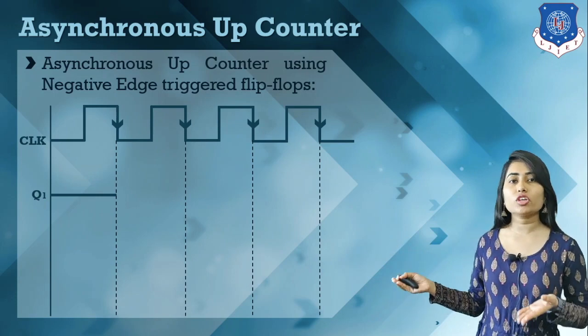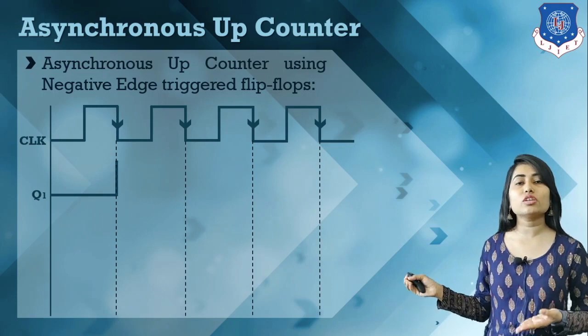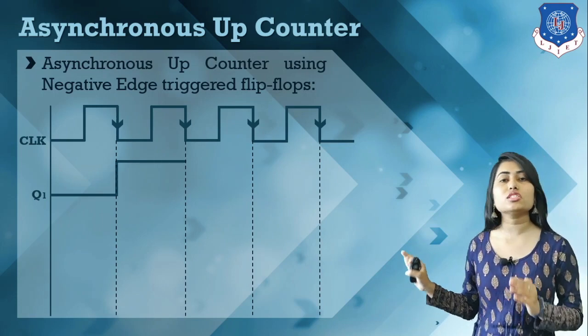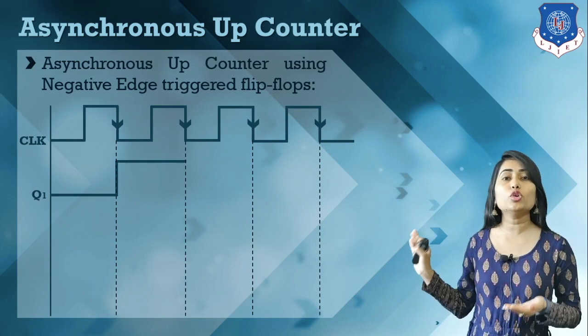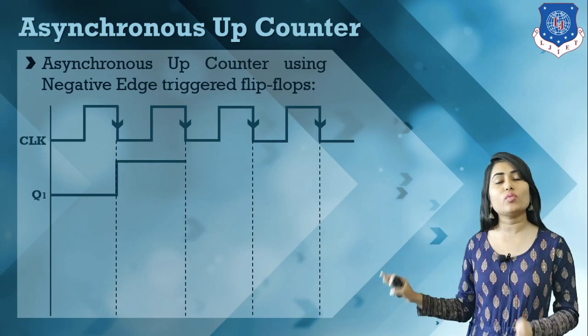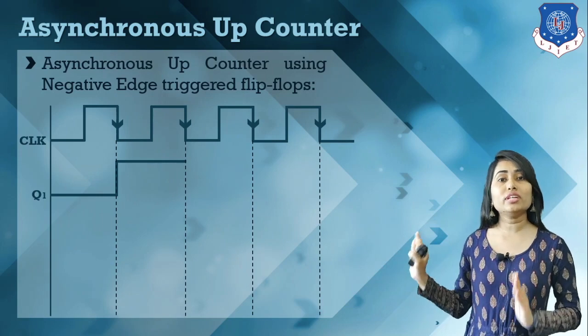So here we have Q1 equals 0, so next it will be 1. Okay, so this is toggle mode. Then this value will continue up to the next negative edge.